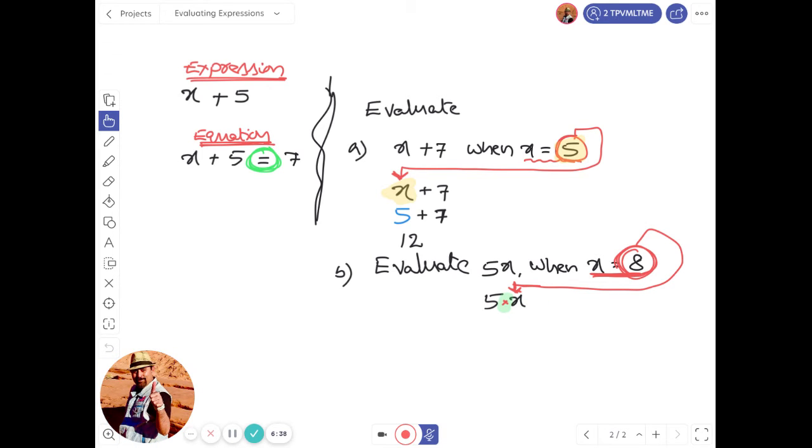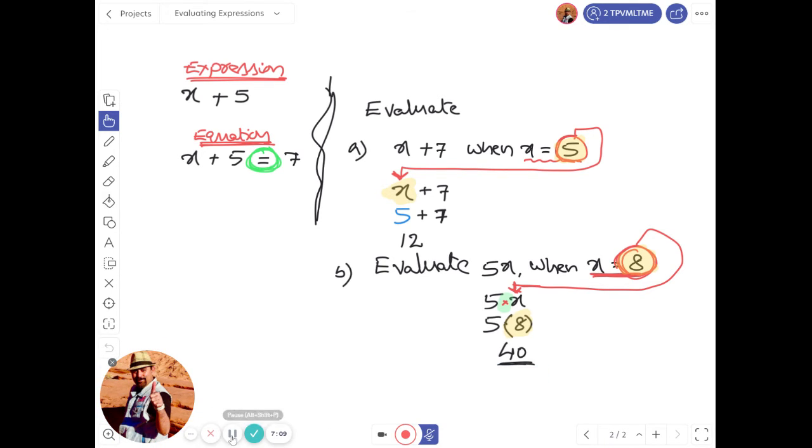Therefore, it is 5 times, and also you may use parentheses, the value of x, which is 8. Again, I am repeating that while evaluating, you have to take the variable value that is to be plugged in the place of this. Well, so here what is 5 times 8? The answer is 40.